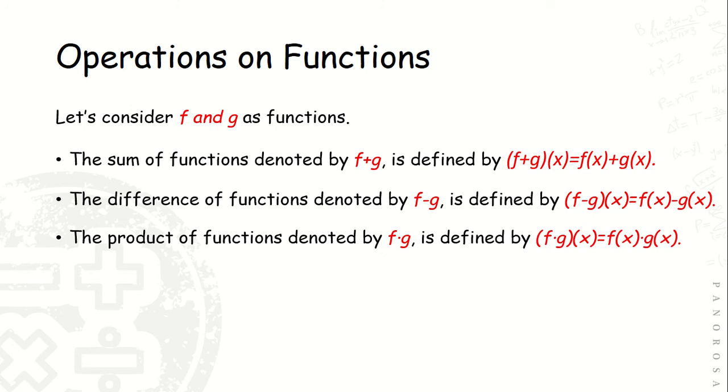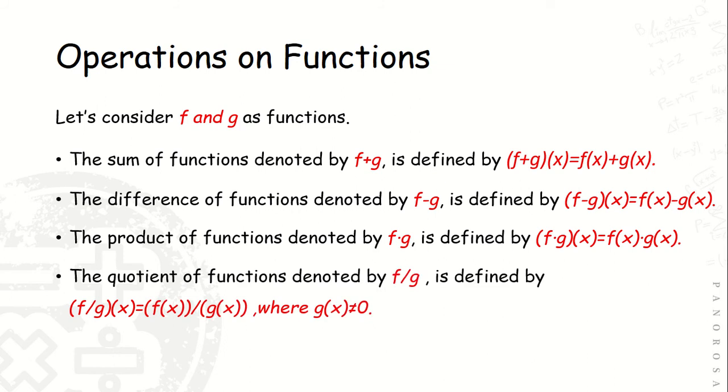The product of functions denoted by f times g is defined by f times g of x equals f of x times g of x. And the quotient of functions denoted by f divided by g is defined by f divided by g of x equals f of x divided by g of x, where g should not be equal to 0. But in this lesson, we will just consider first the two operations, which are addition and subtraction.